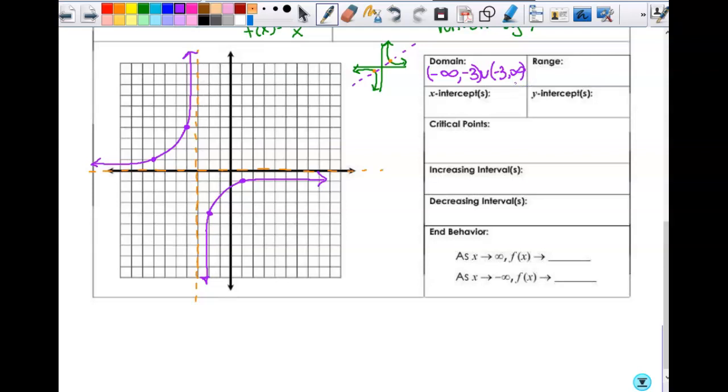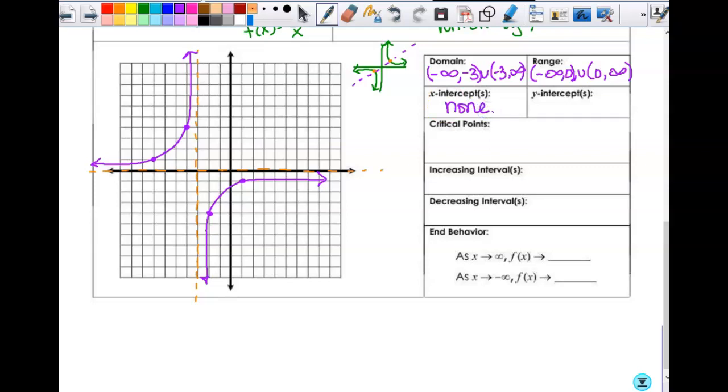Then range, I'm going from negative infinity to what? 0, and then from 0 to infinity. Everybody good with that? Do I have any x-intercepts? No, I do not. So there are none. Do I have any y-intercepts?